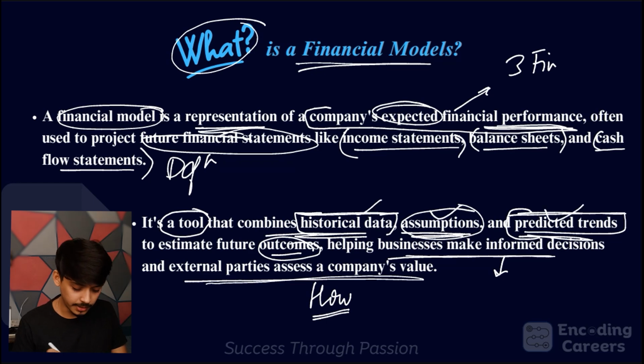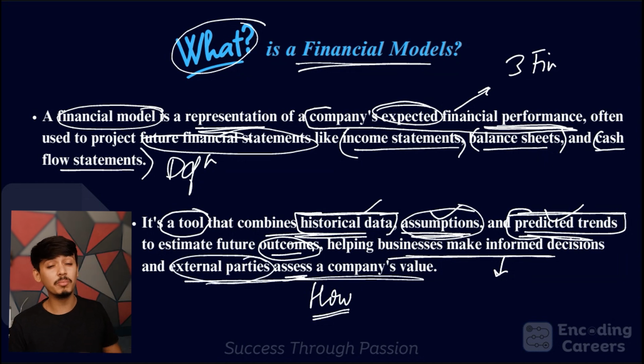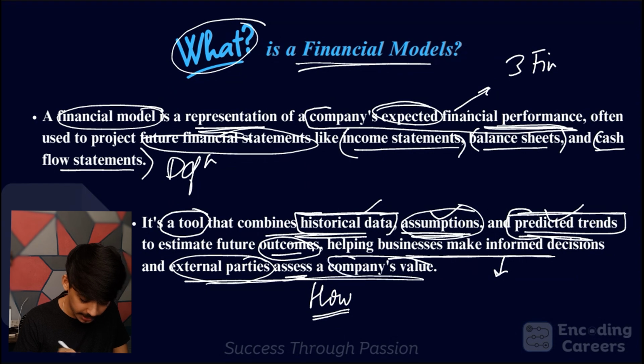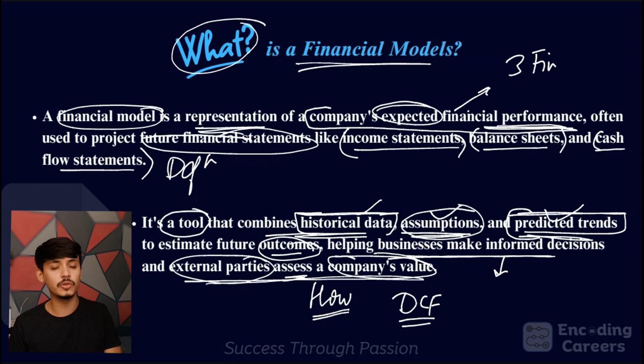So that is how a financial model helps businesses make informed decisions, and it helps external parties assess the value of a company. So this is one of the most important things that investment bankers use. A financial model is used by investment bankers to calculate the company's value. This is done through a model called the DCF valuation model, which is discounted cash flow, where once you create the entire financial model using the three statement financial model, you calculate the value of a company using this DCF.